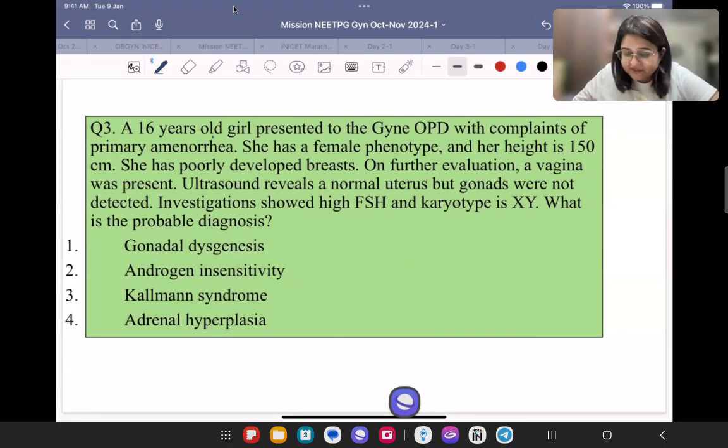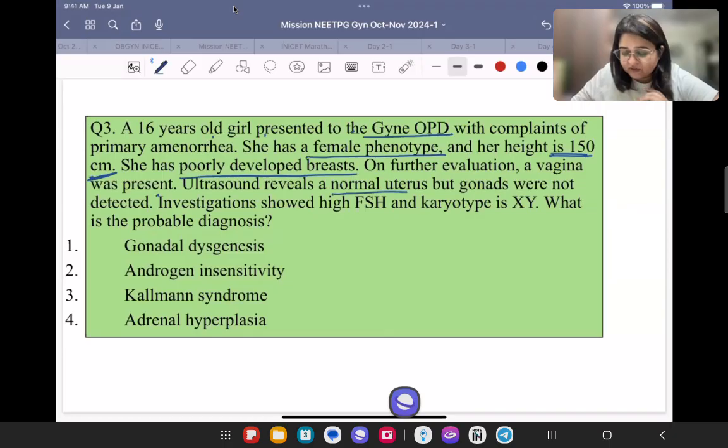Okay, a 16-year-old girl presents to the gynae OPD with complaints of primary amenorrhea. She has a female phenotype and her height is 150 centimeters, which is normal. ठीक है? She has poorly developed breasts. So which flowchart are we looking at? We're looking at the second flowchart. Second flowchart कौन सा था जिसमें absent secondary sexual characters थे? ठीक है? On further evaluation, a vagina was present.